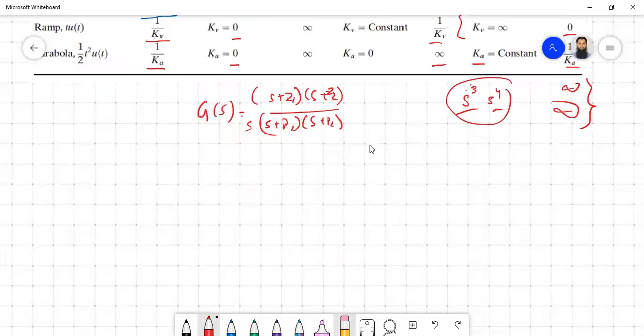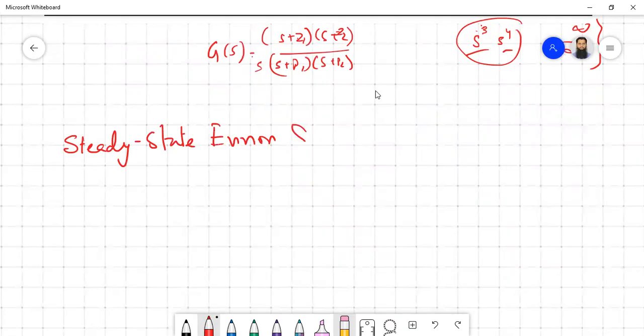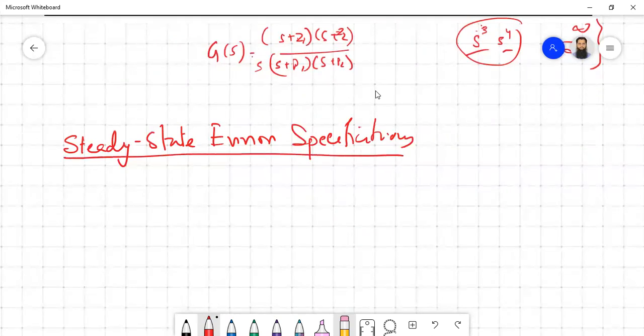Now, what is the steady state error specification? Just like the values of percentage overshoot, peak time Tp, settling time, or the damping ratio define the transient behavior, similarly here Kv, Ka, or Kp define your steady state error behavior. So say arbitrarily we have a value given, Kv equal to 1000. So what does it actually mean?